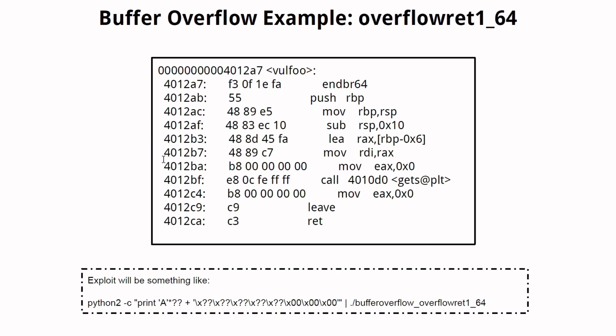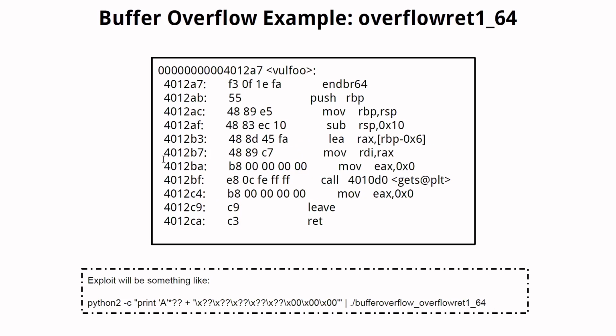The function foo looks different. The very first instruction is endbr64, like the endbr32. We ignore that for now. Then the second instruction is push RBP, then move RSP to RBP. Then we subtract something from the RSP to reserve some space for local variables. Then we load the effective address RBP-6 to RAX. Then move RAX to RDI.